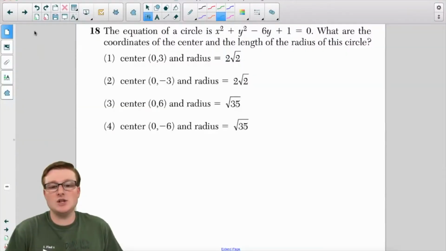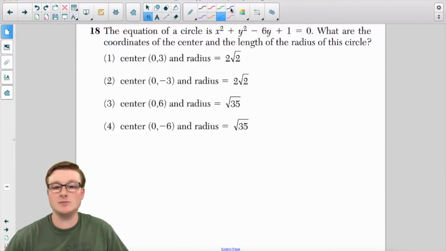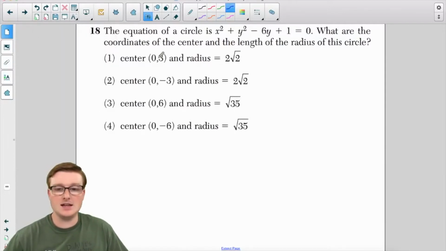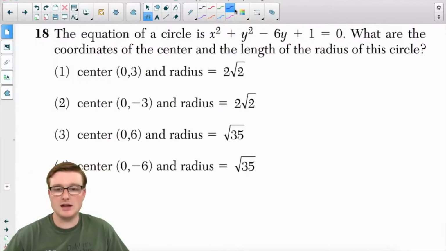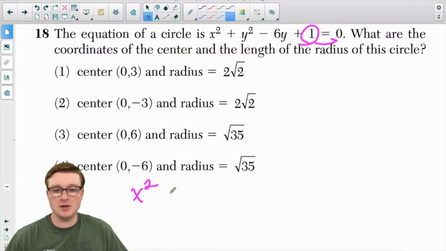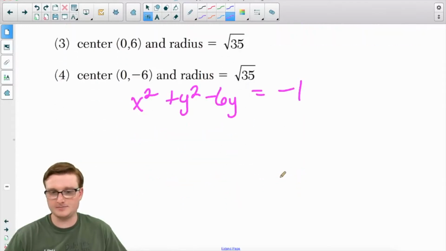Question 18. The equation of the circle is x squared plus y squared minus 6y plus 1 equals 0. What are the coordinates of the center and the length of the radius of the circle? So we need to use completing the square. In completing the square, we keep the letters on one side, numbers on the other side. So we are going to move this 1 over. So we get x squared plus y squared minus 6y is equal to negative 1.